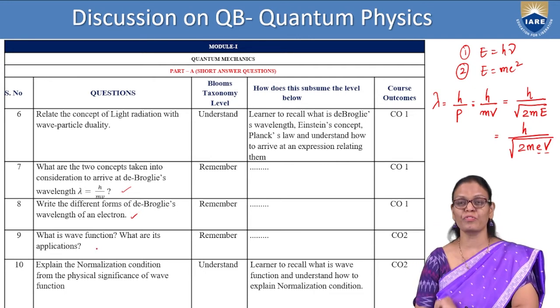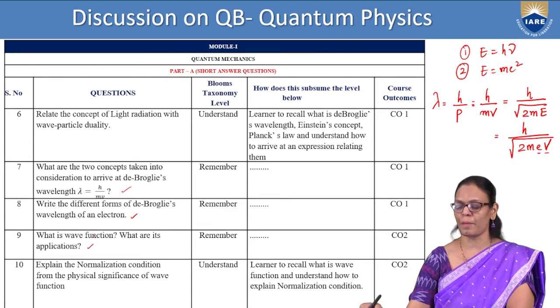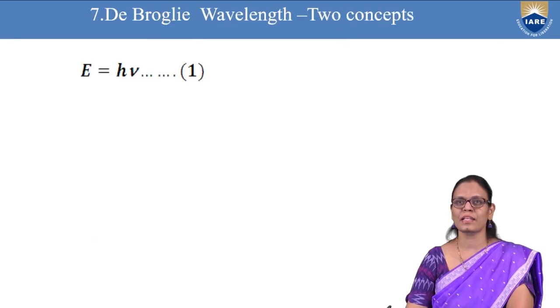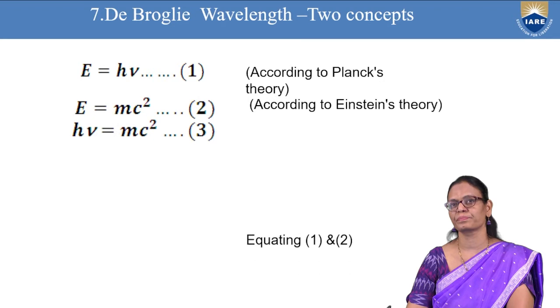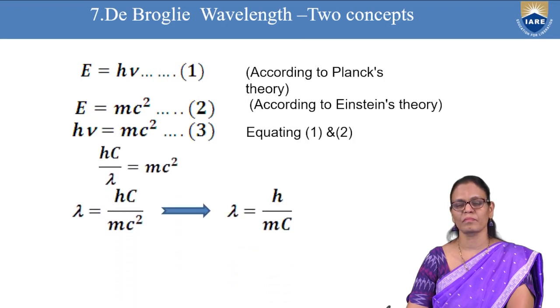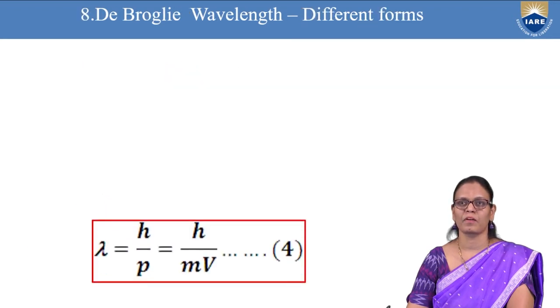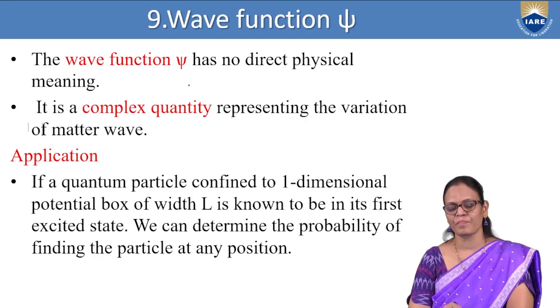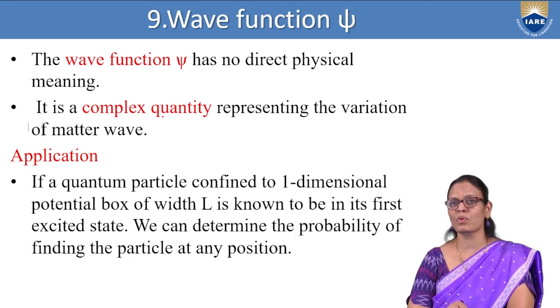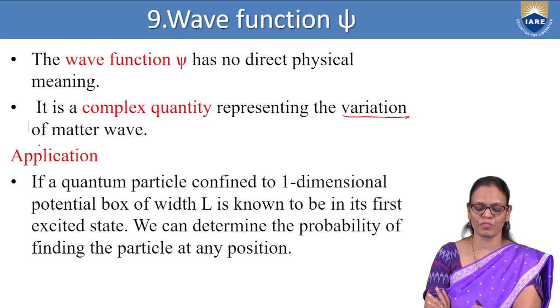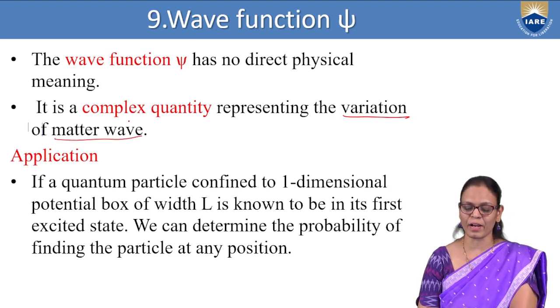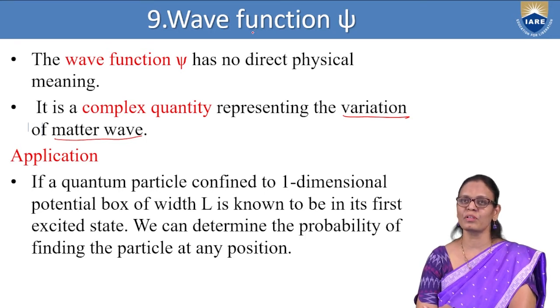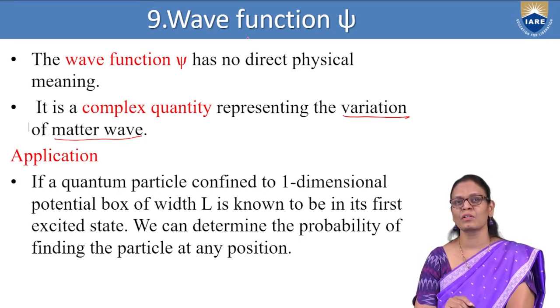Next, what is a wave function and what are its applications? So let us see what is a wave function. Wave function ψ has no direct physical meaning. It is a complex quantity representing the variation of matter wave. So whenever we have to represent a matter wave, we represent it with the help of a wave function. That is how we define a wave function.